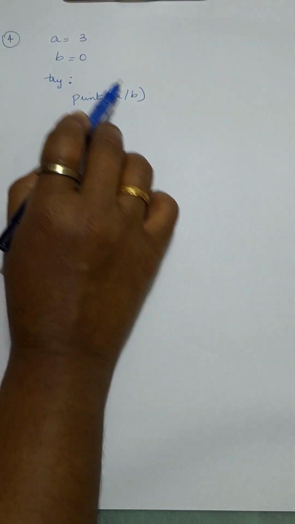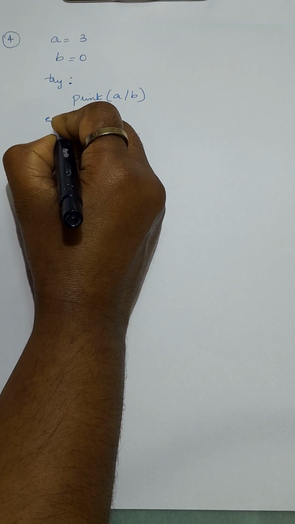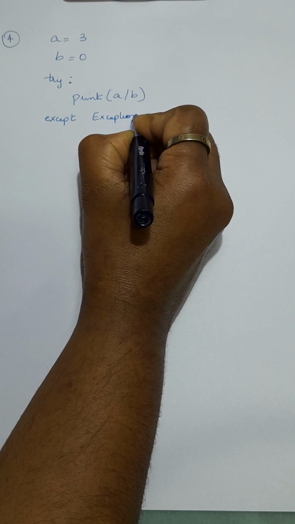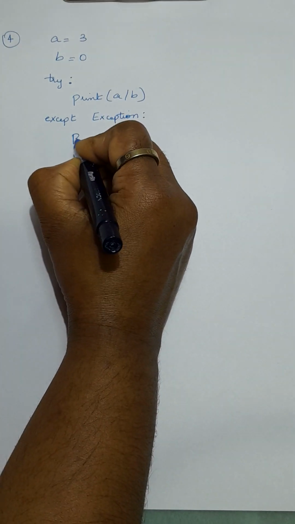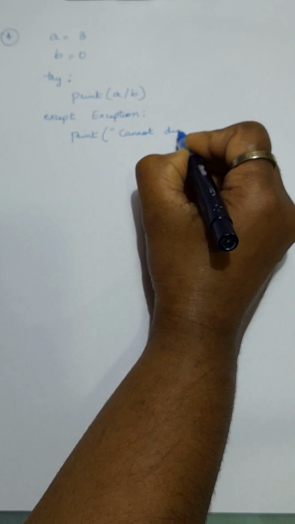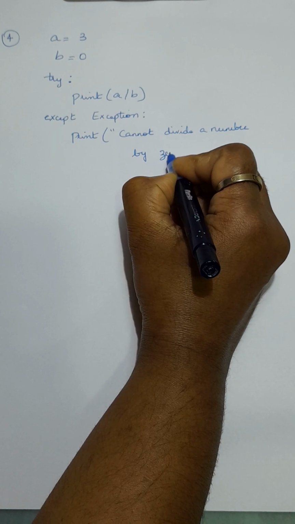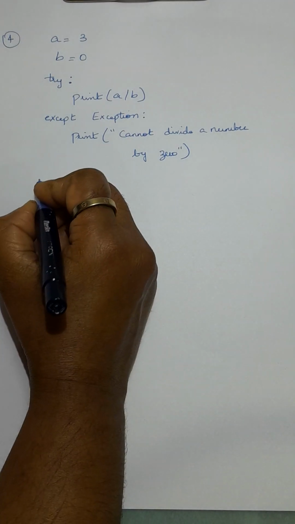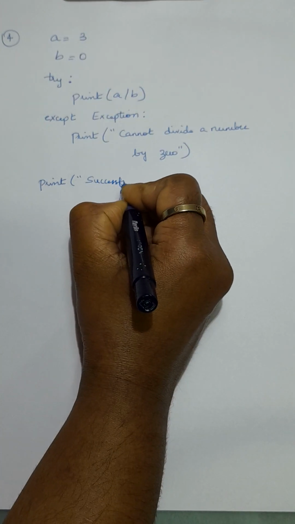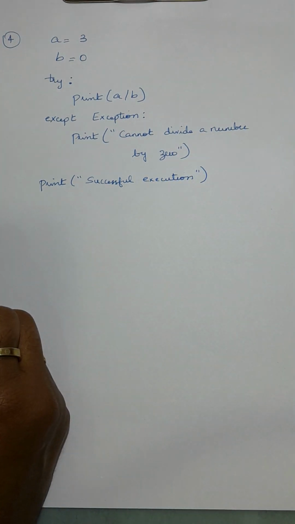If there is no error, then it will execute. If there is an error here, immediately we have to catch the error: except Exception colon print cannot divide a number by 0. Okay, then finally print successful execution. Now see the output.